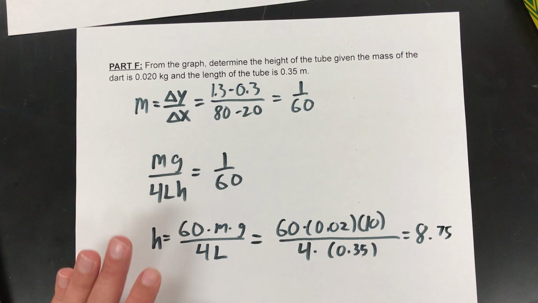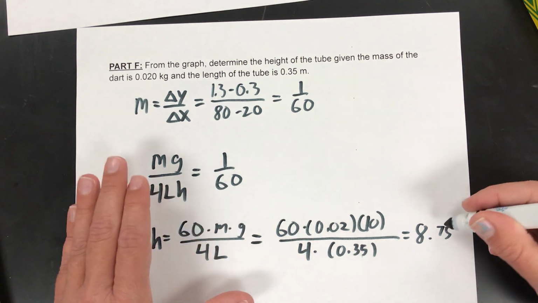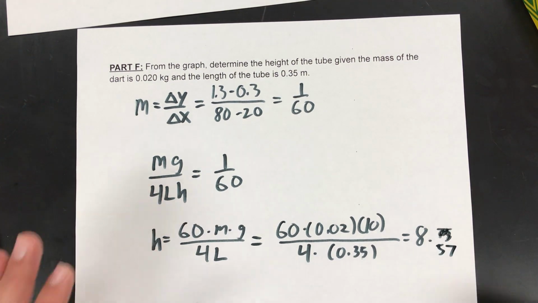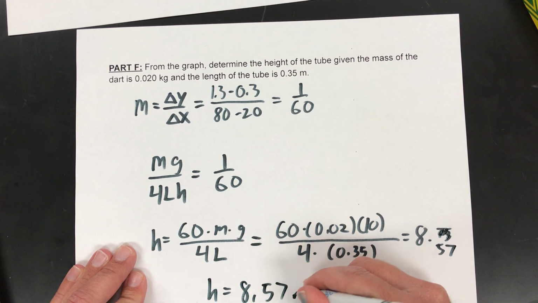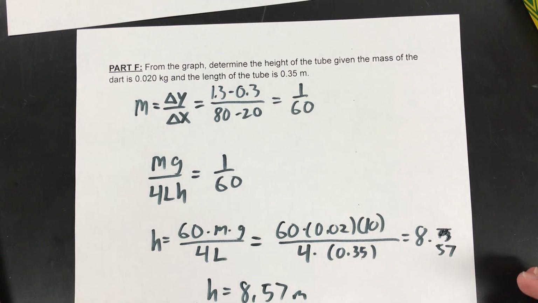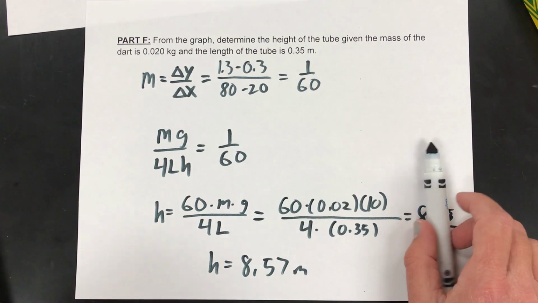Let me check that real fast. I left it on the calculator in the front of the room. 8.57. I got it backwards. So I got a value here of 8.57. So the height that I shot this from is 8.57 meters. That's tall. That's like 24 feet around there. Anyway, that is how you do 11C.